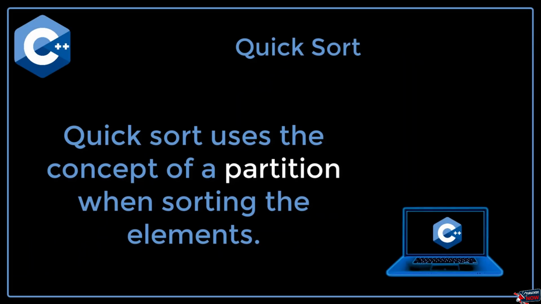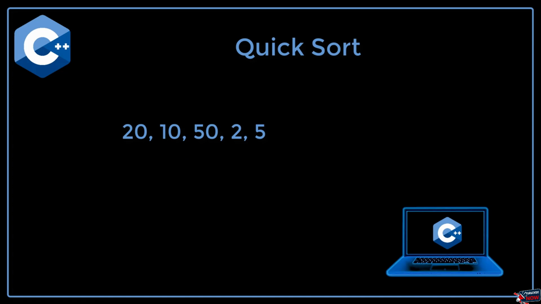In this video, we will learn about the quicksort algorithm and how to implement it using C++ code. Quicksort uses the concept of a partition when sorting the elements. Let's take a look at how a quicksort would work on the collection of elements we've been using in these examples. A vector storing the values 20, 10, 50, 2, and 5.